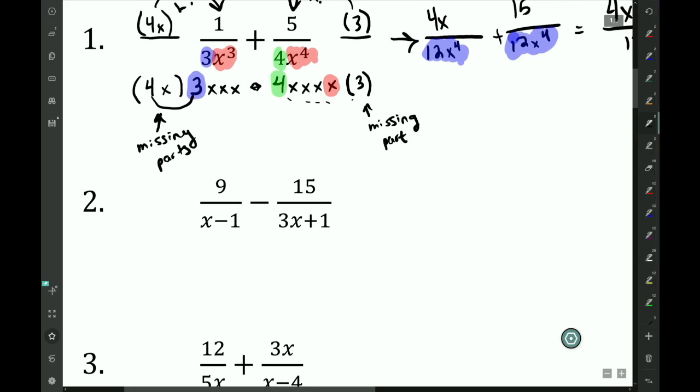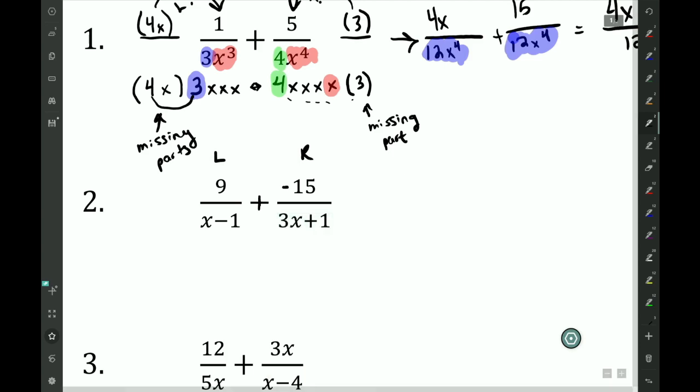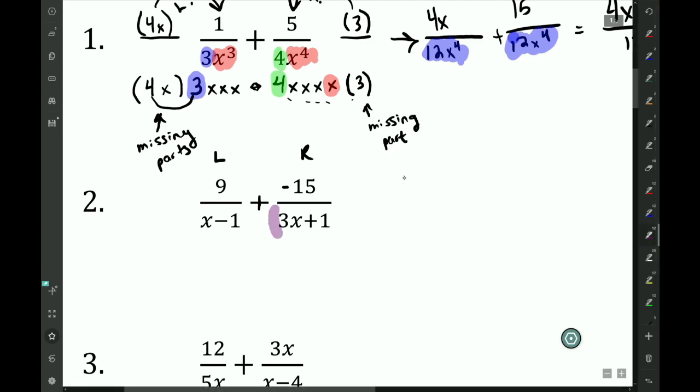But again, let's think of this as left fraction and right fraction. Okay? Again, if we also think of this as plus negative, that will just help us out in the near future. So change minuses to plus negatives. Anyway, right fraction has this as the denominator, 3x plus 1. Left fraction has x minus 1 as the denominator.